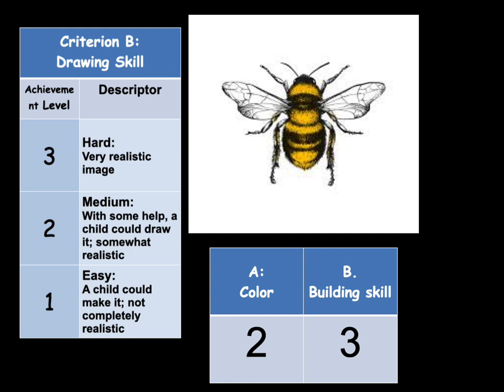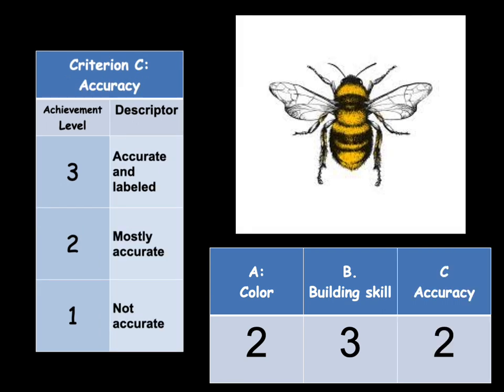Now, when we think about accuracy, if you remember the rubric, this is definitely accurate, it looks like a bee, right? But if you remember, the highest descriptor said it had to be labeled. So even though this is a beautiful drawing of a bee, we could not rank it at the top. It's accurate, but it's not also labeled. So it would fall down to the 2 category for accuracy. So let's take a look at that last drawing now.